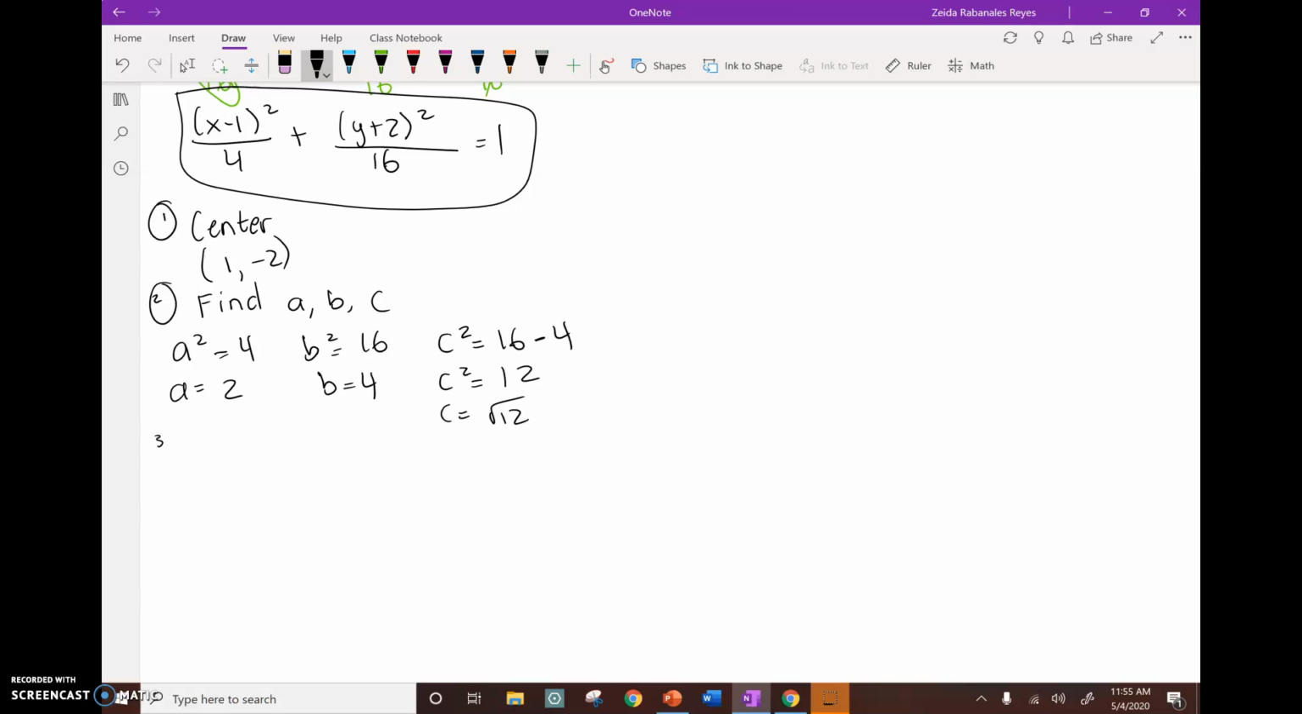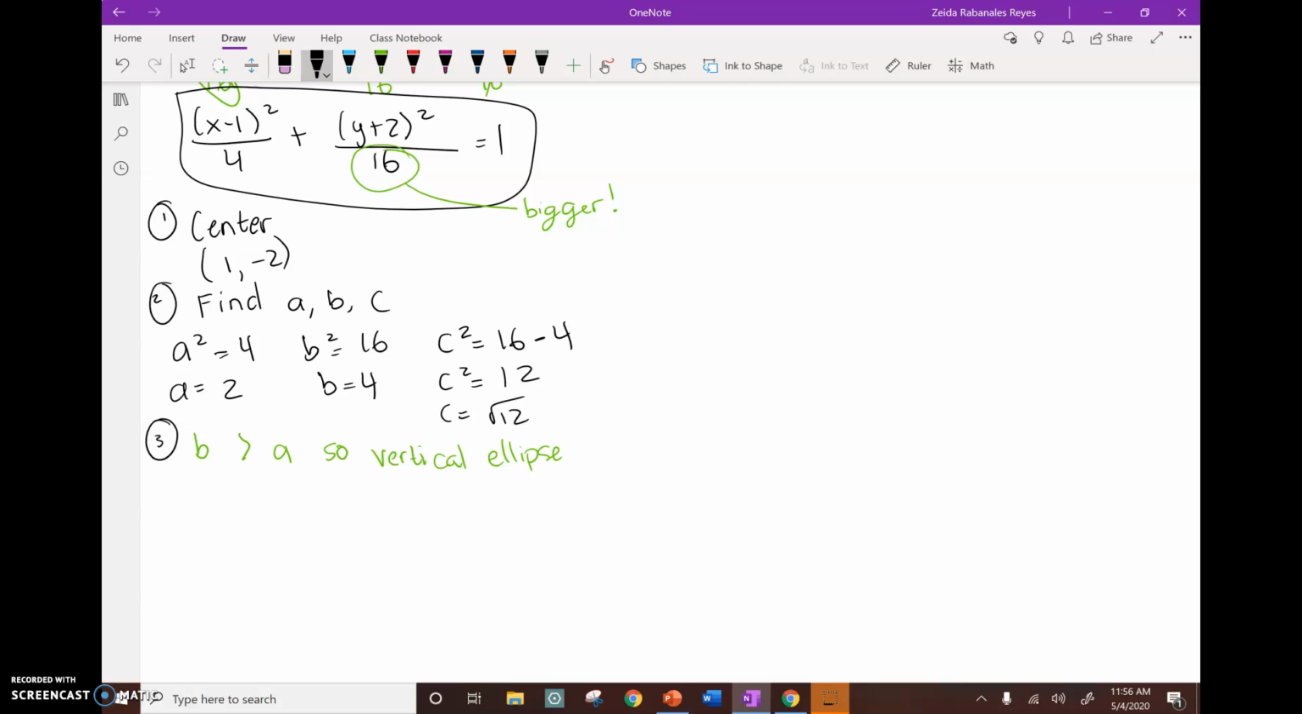And now, determine if you have a vertical or horizontal ellipse. This here is bigger, and that's my b value. So then b is bigger than a. So we have a vertical ellipse.